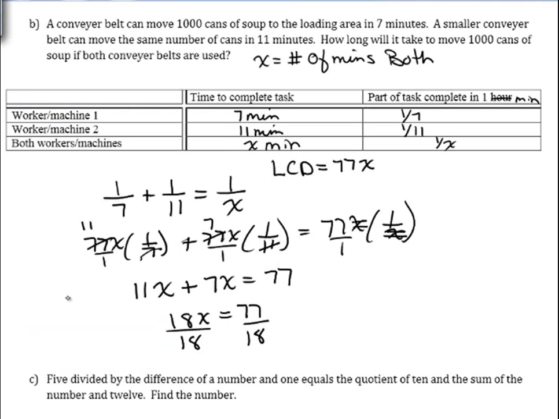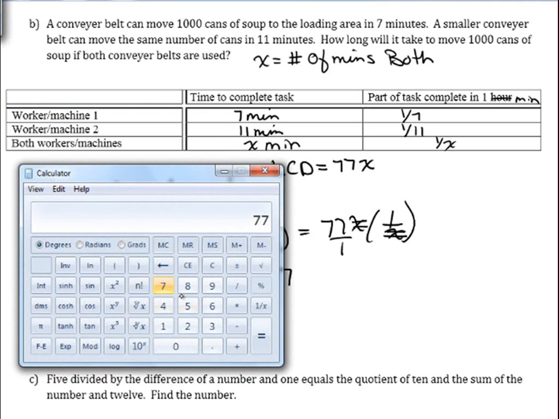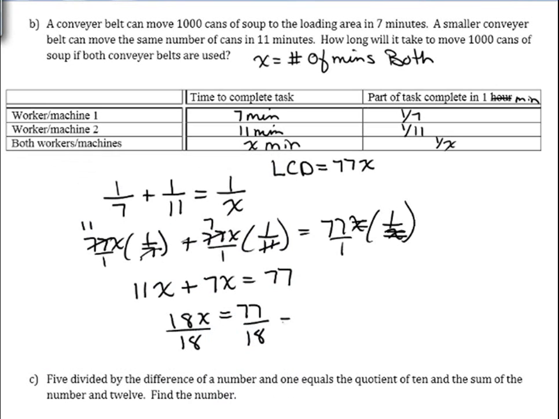And sometimes it's nice to just have the decimal representation of that. And so 4.28 if we round to 2 decimal places. It's easier for me to do my comparison if I have it written in decimal form than it is to look at an improper fraction. So this would be minutes.